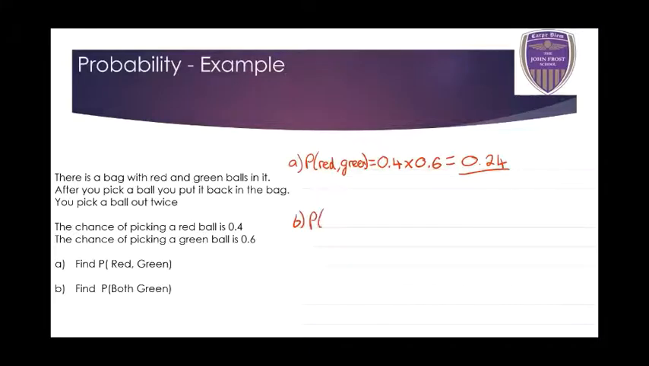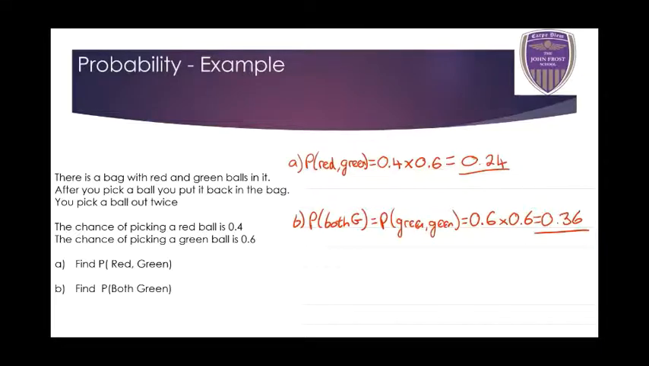Part B, the probability of them both being green. What this is basically asking us is the probability of green and then green. The probability of picking a green ball is 0.6, and the probability of picking a green ball after that will also be 0.6 because we put the balls back after we take them out. So using a calculator, 0.6 times 0.6 is equal to 0.36. That's the answer to part B. So we're just doing the same questions now, but without using a probability tree.